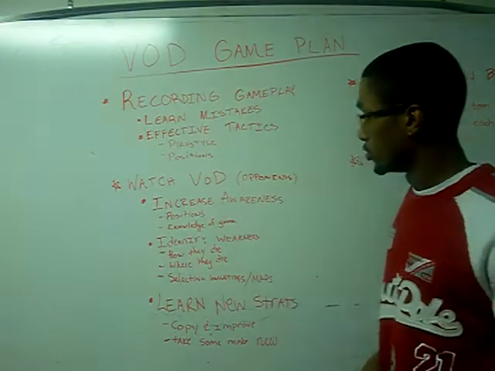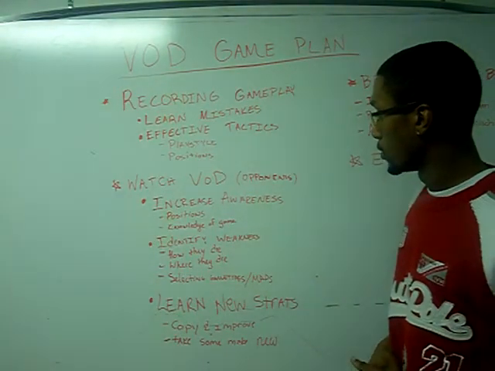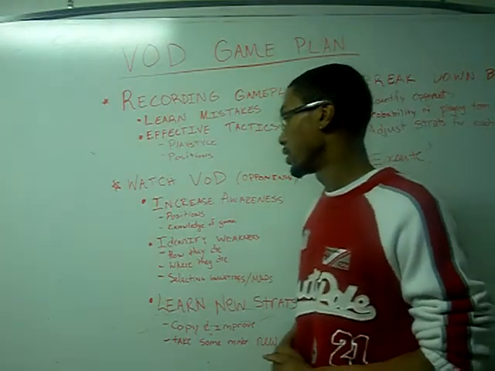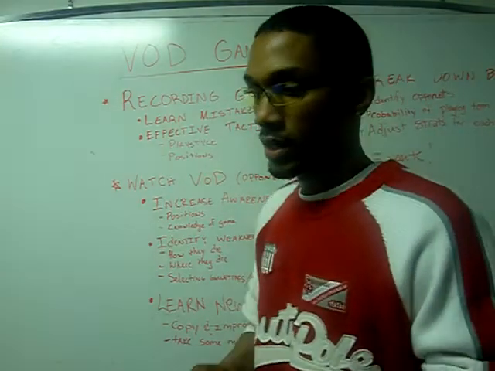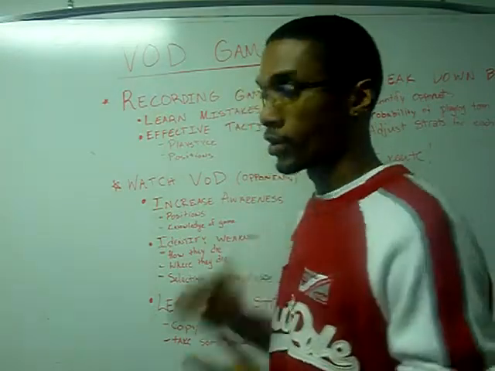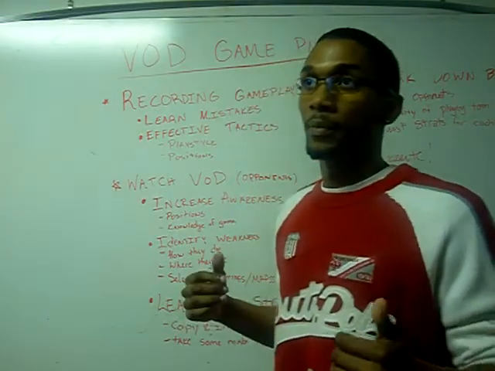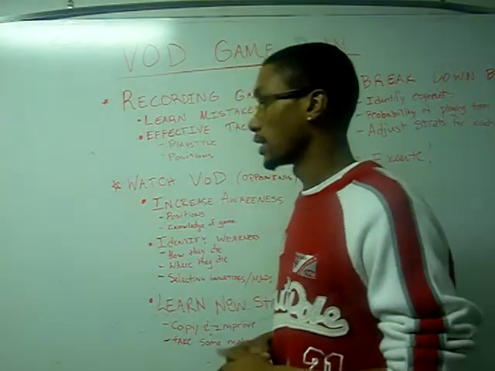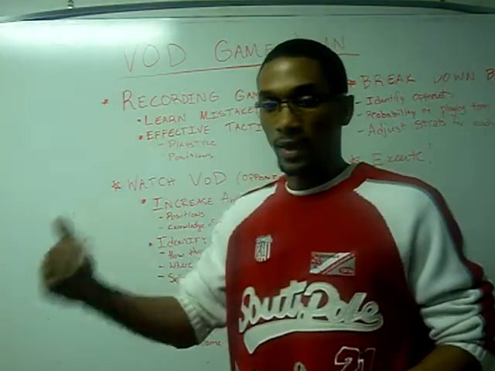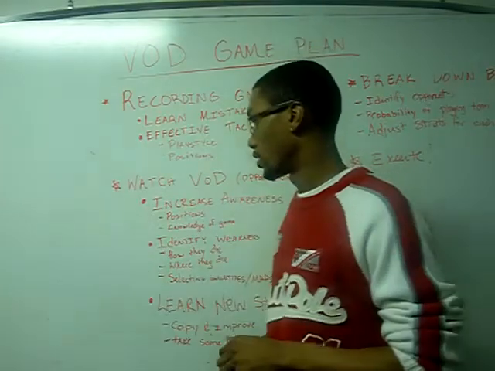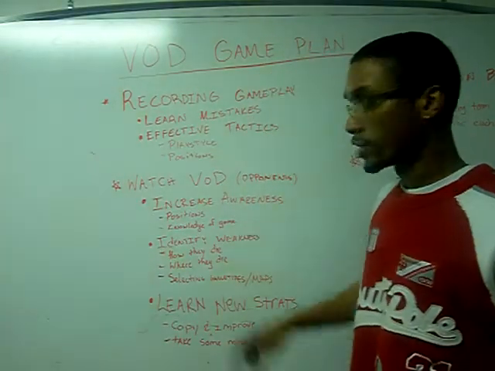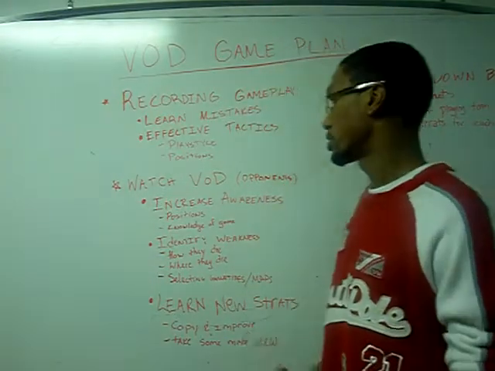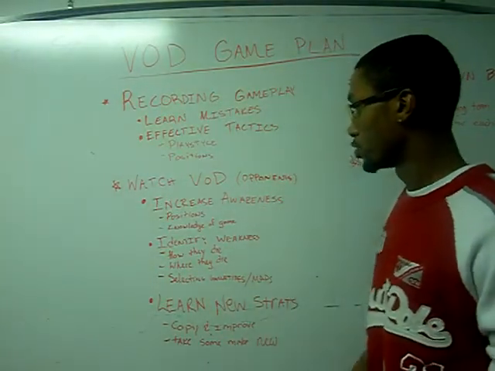Some of the things to look for and how you can improve in the VoD is increasing your awareness. Obviously, that includes positions on the map, your overall knowledge of the game. When you know the other team's positions, it's a lot easier to call out to your teammates where they're located. As far as knowledge of the game, it's just like learning how the flow of the game works, and all that kind of mixes into awareness.